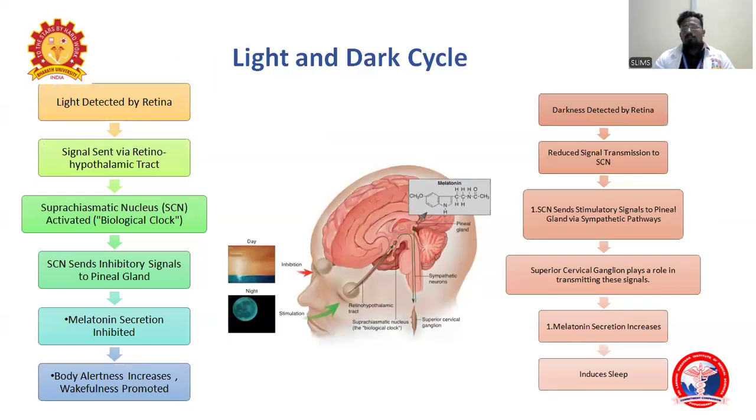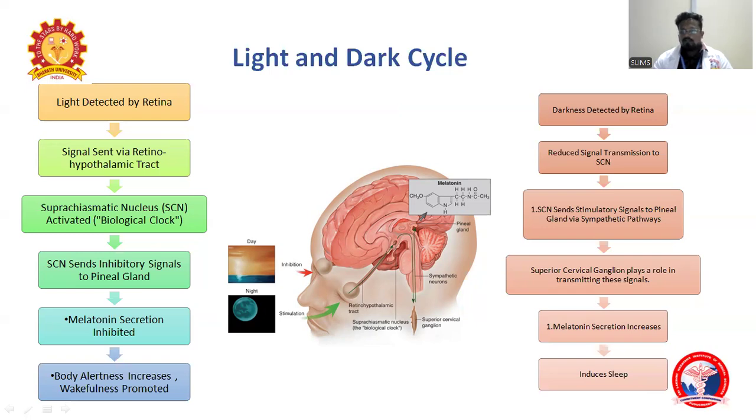In sleep, the light and dark cycle plays a vital role. Light detected by the retina is sent via the retinohypothalamic tract, and the suprachiasmatic nucleus is activated. The suprachiasmatic nucleus sends inhibitory signals to the pineal gland, melatonin secretion is inhibited, which increases the body's alertness and promotes wakefulness.